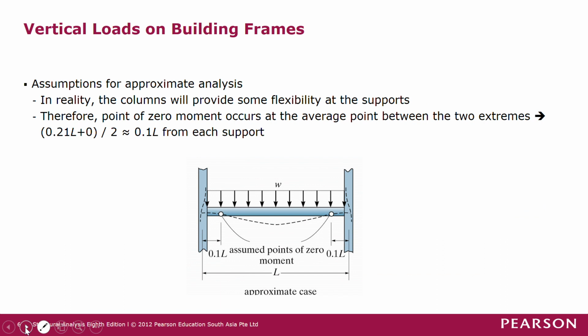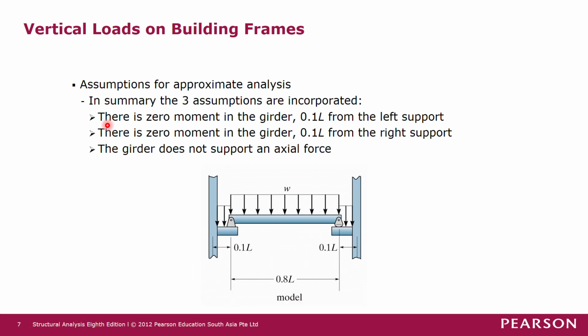So these three assumptions are: number one, the first assumption is that the zero moment in the girder occurs at 0.1 L from the left support. So we assume that there's a pin at 0.1 L from the supporting column. And then the second assumption is that there's a zero moment point in the girder, 0.1 L from the right support. So this is the right support, and the zero moment point or the inflection point occurs at 0.1 L from the right support.